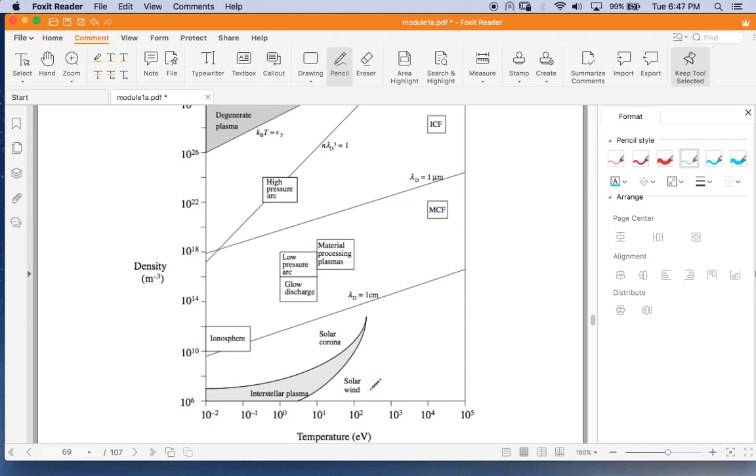You have interstellar plasma, astrophysical plasmas, solar wind. Solar wind is relatively high temperature, still very low density. Solar corona, the Earth's ionosphere. And this line is where you have lambda_D equals 1 centimeter.